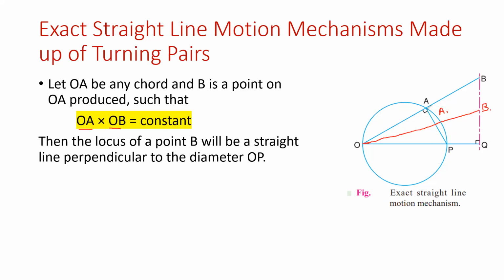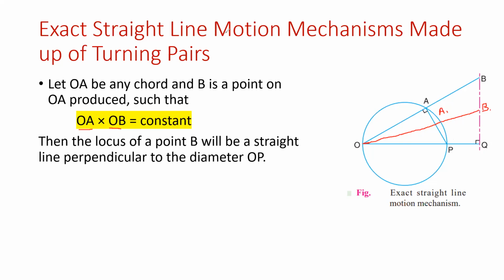If you go on doing this, you will find that the locus of the point is a straight line like this. So the points B, B1, B2, B3, all these points will be moving in a straight line, and that straight line will be perpendicular to the diameter of the circle. So if you can keep this product constant in different configurations of the mechanism, then it is possible that point B will move in a straight line. I will prove it.